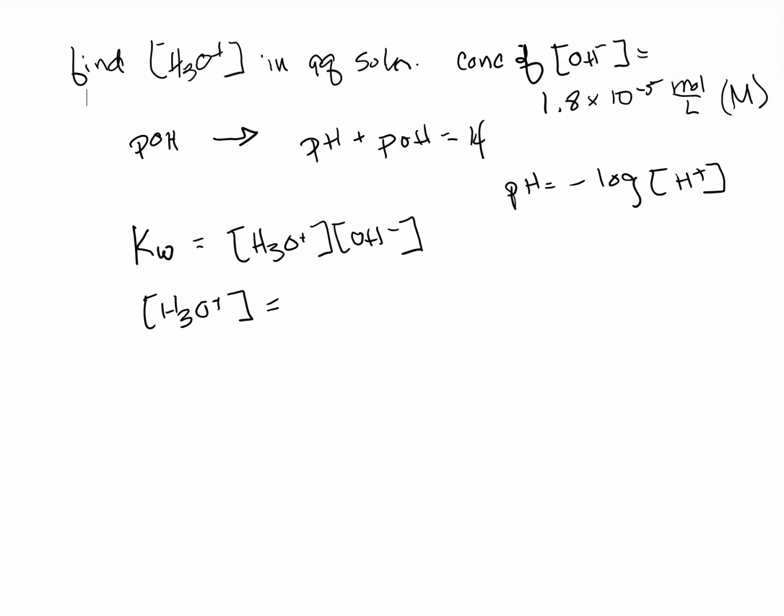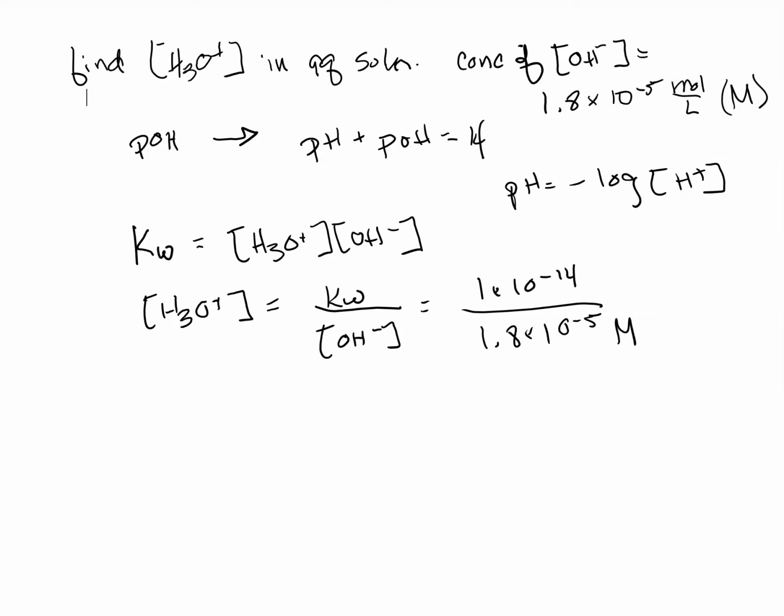for a concentration of hydronium, and then we'll just take Kw over a concentration of hydroxide, and Kw is going to be 1 times 10 to the minus 14 at 25 degrees Celsius, and we can substitute in our concentration of hydroxide, 1.8 times 10 to the minus 5th molar, and when we do this solution, that'll give us 5.5 times 10 to the minus 10 moles per liter. Slick.